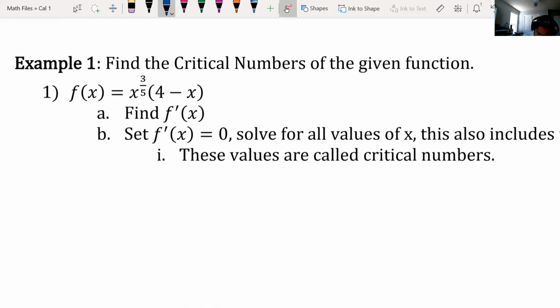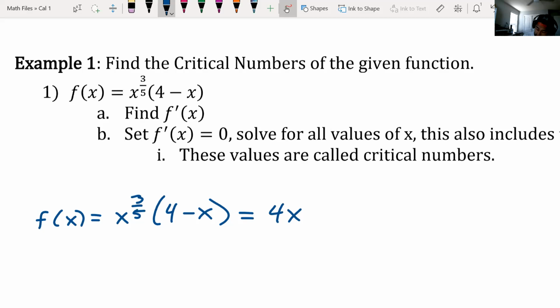And I'll rewrite this. f of x equals x to the 3/5 times 4 minus x. And then you can use product rule on this, but it's probably going to be way easier just to distribute it and then take the derivative. So let's go ahead and distribute that, and you'll get 4x to the 3/5 minus x, and x to the 3/5 times x should give me x to the what? The 8/5. Good. x to the 8/5.